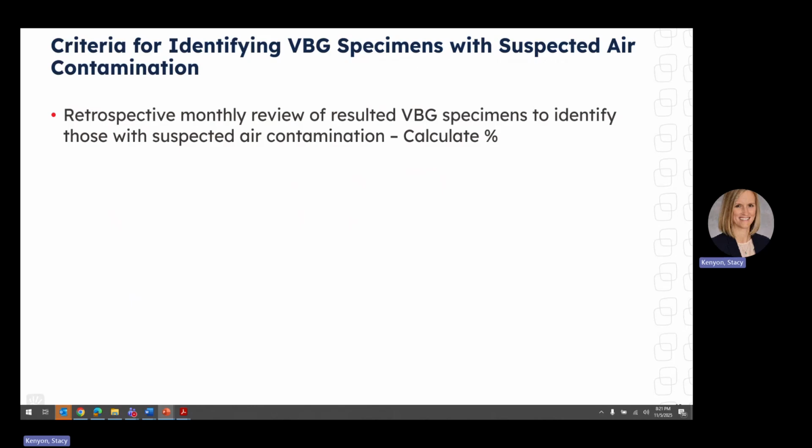So in this slide, I will review the process that we use to identify the VBG specimens with potential air contamination. We performed a monthly retrospective review of all resulted VBG specimens to identify those with suspected air contamination, and then just did a simple calculation to calculate the percentage of total specimens that were resulted with suspected air contamination.